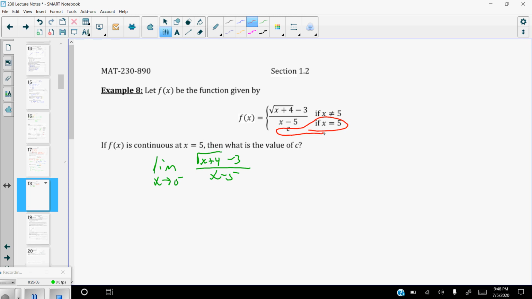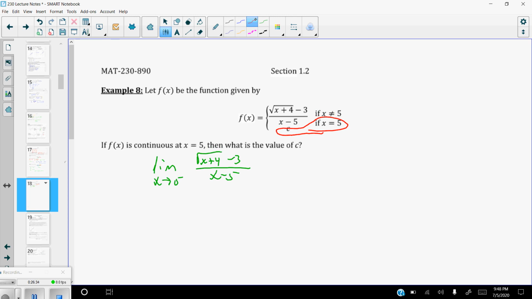This one is a little bit more challenging algebraically. This is going to take a little bit more time. This one we cannot factor. It's not a rational function because it's not a polynomial on top. The only way to do this one is to do what's called multiplying it by a conjugate. Because if I plug 5 in, on the top we're going to get 3 minus 3, which is 0. On the bottom, we're going to get 5 minus 5, which is 0.